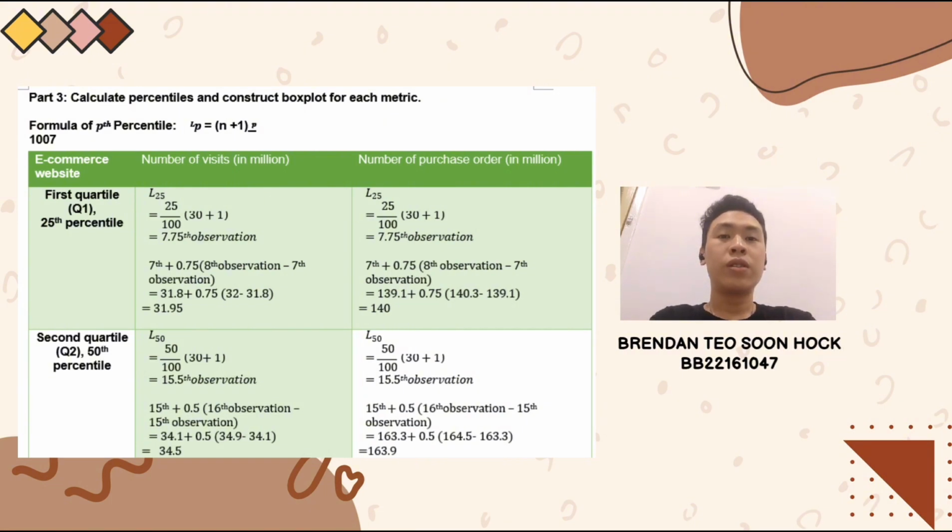For the second quartile, Q2, the 50th percentile is at the 15.5th observation. The value for the number of visits is 34.5 million, while the value for the number of purchase orders is 163.9 million.